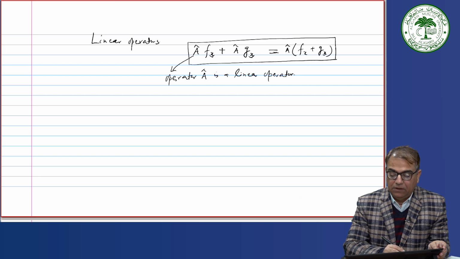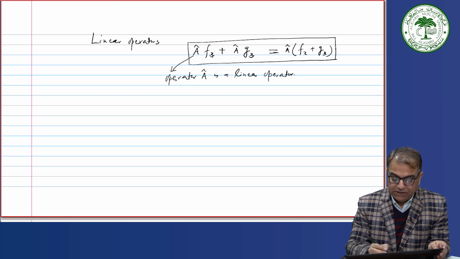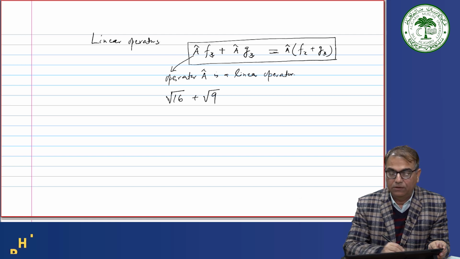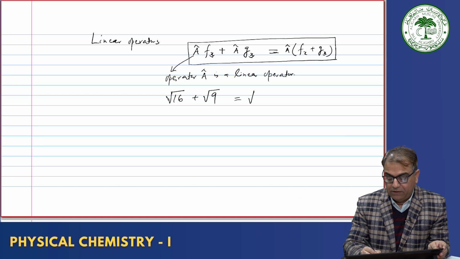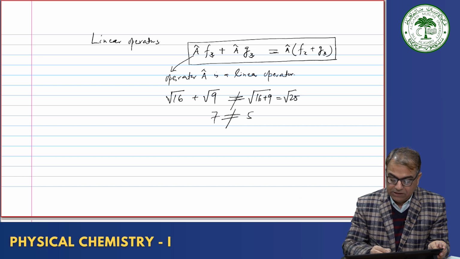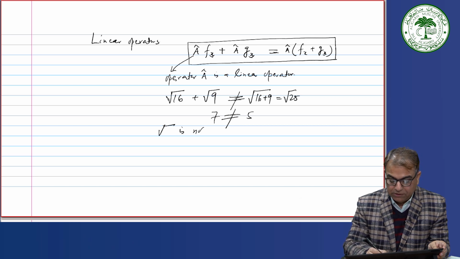For example, take the reverse case: operating with the operator square root. You operate with the operator on each function, and then you operate with the same operator on the sum of these two functions. What do you see? Here you get 5 and here you get 7. Both are not equal. So it means square root is not a linear operator.